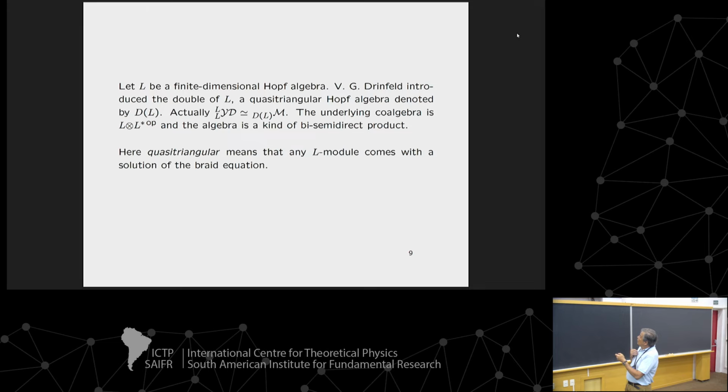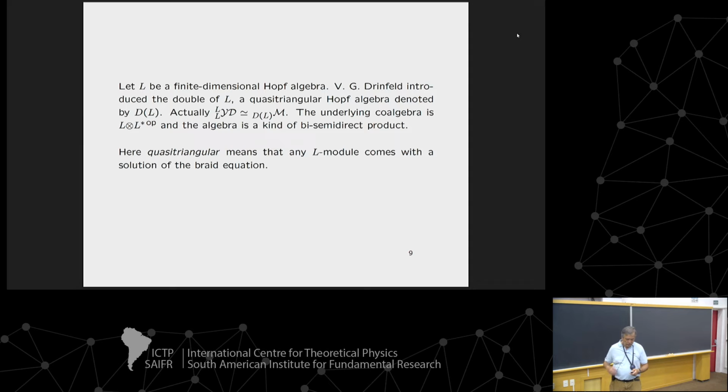And it is quasi-triangular, meaning that any module over the double of L comes with a solution of the braid equation. In other words, given any Hopf algebra L, the double of L is a machine to construct solutions of the braid equation or of the quantum Yang-Baxter equation. Actually, the category of Yetter-Drinfeld modules over L, which I did not want to define precisely, is equivalent to the category of left modules over the Drinfeld double.